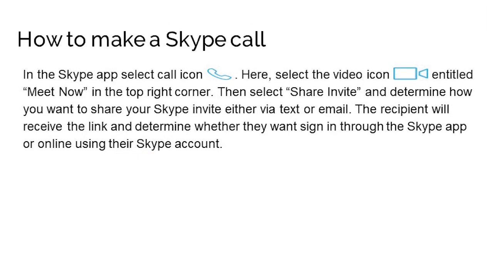You can also make a video call by selecting the audio phone icon, Calls. Then go to the right corner and select the video icon. Select Share Invite and determine how you want to share your Skype link, via email or text. The recipient will receive the link and determine whether they want to sign in through the Skype app or online using their Skype account. Next, there'll be a short video example of how to make a Skype call.